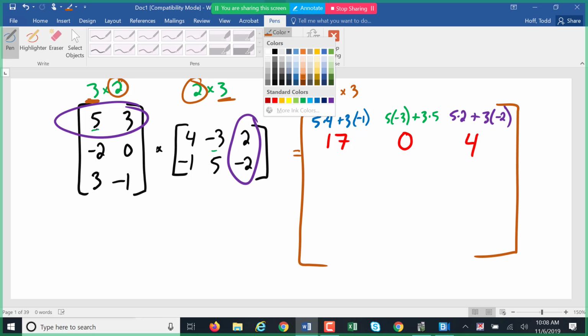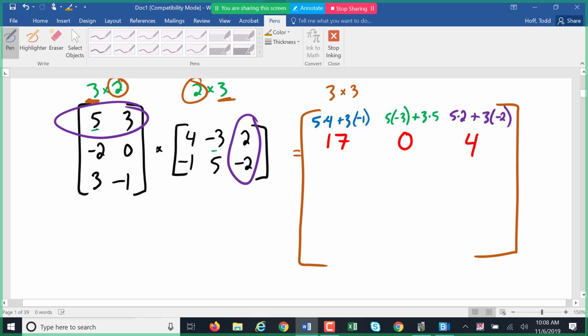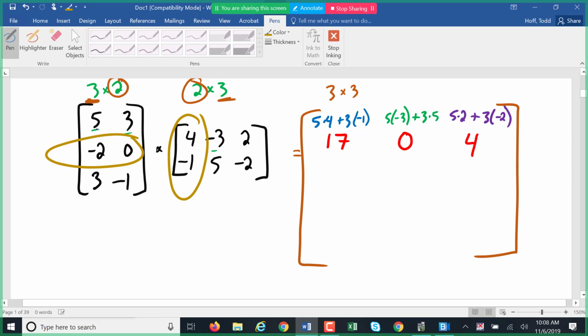Moving down to the next row. So this is now row 2, column 1. So we're going to use row 2 out of the first matrix, column 1 out of the second matrix. Our first elements are negative 2 times 4. Second elements are 0 times negative 1. Negative 2 times 4 is negative 8. 0 times negative 1 is 0. So negative 8 plus 0 is just negative 8 there.